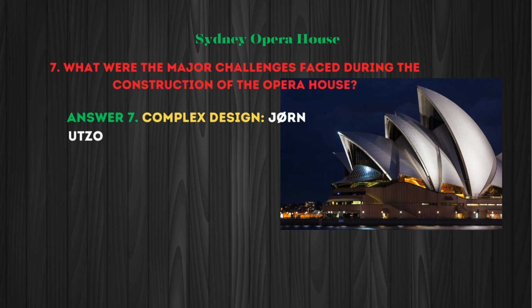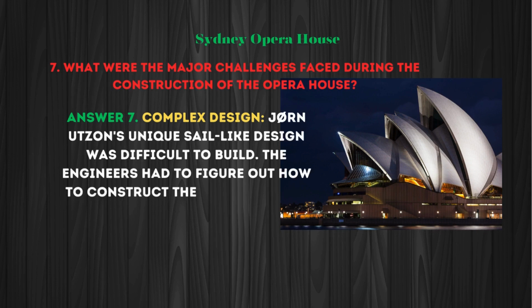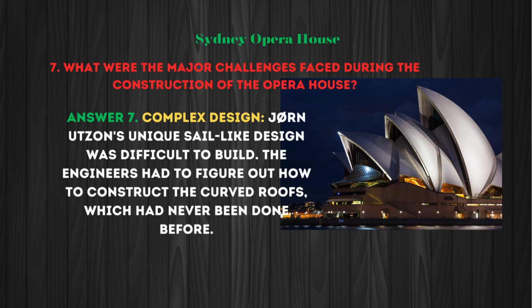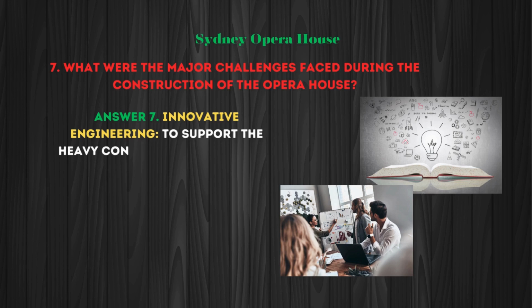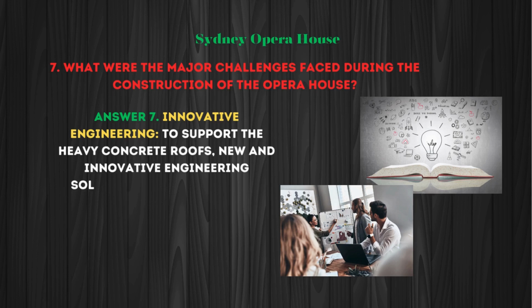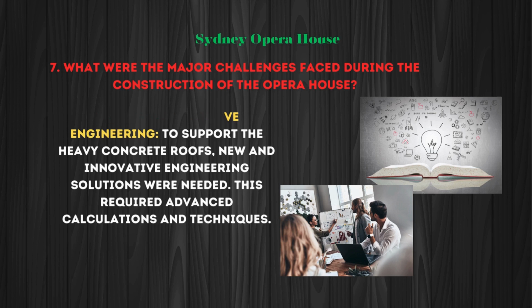What were the major challenges faced during the construction of the Opera House? Complex design. Jørn Utzon's unique sail-like design was difficult to build. The engineers had to figure out how to construct the curved roofs, which had never been done before. Innovative engineering. To support the heavy concrete roofs, new and innovative engineering solutions were needed. This required advanced calculations and techniques.